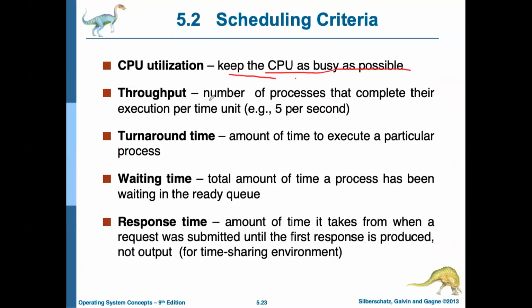Throughput: the number of processes that complete their execution per time unit, for example 5 per second. Turnaround time means the amount of time to execute a particular process. Waiting time means the total amount of time a process has been waiting in the ready queue. Response time is the amount of time it takes from when a request was submitted until the first response is produced, not output, especially for the time sharing environment.